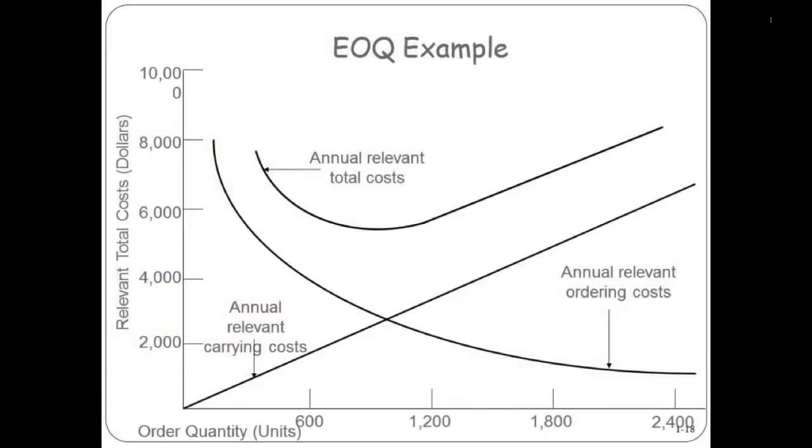So, same picture we had at the beginning. It shows that the economic order quantity, when you hit this minimum point, is 988, resulting in a total cost of $5,434.